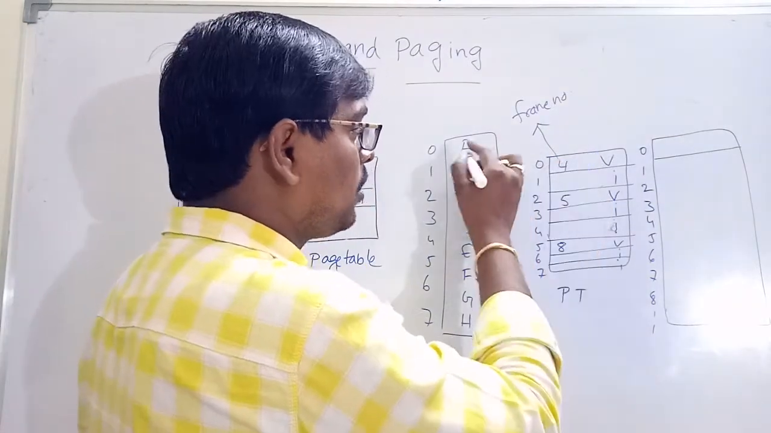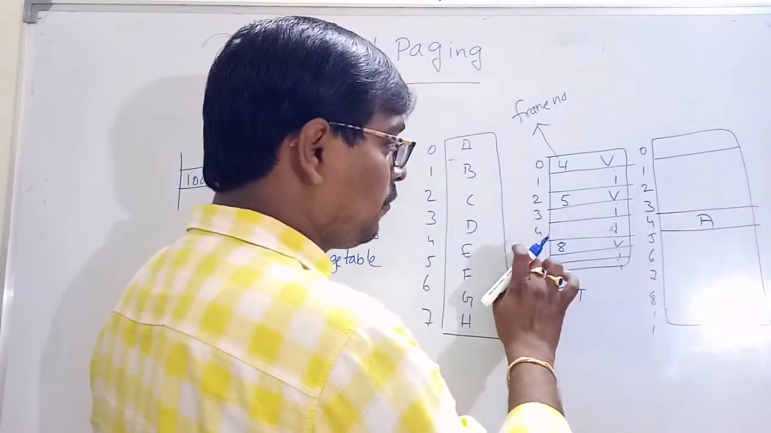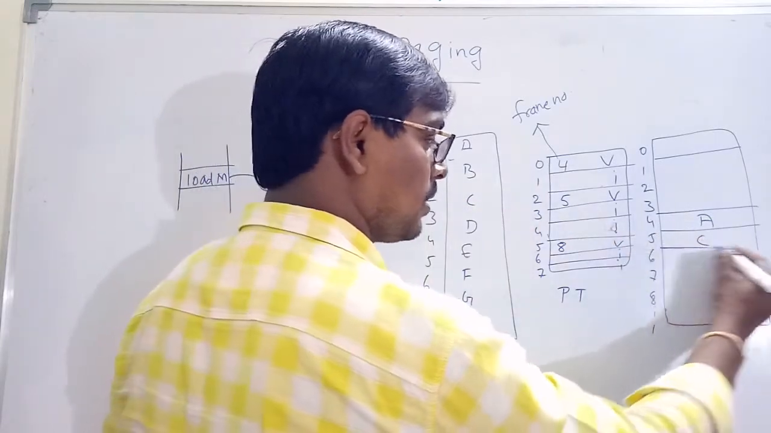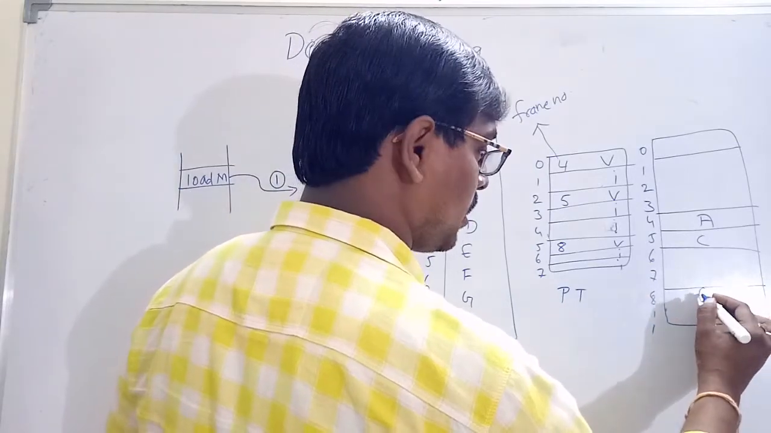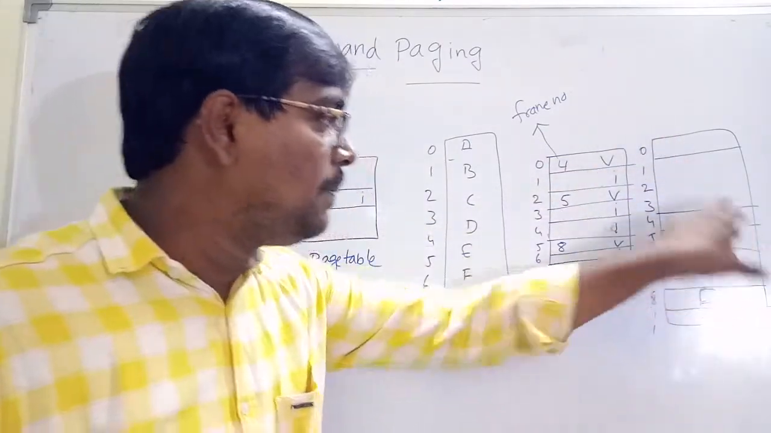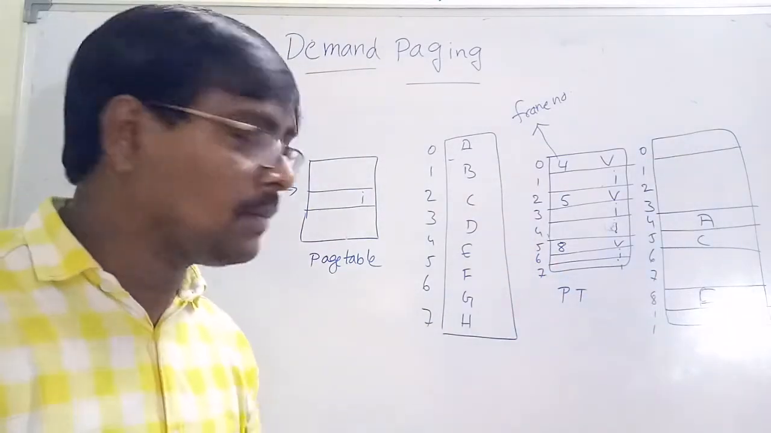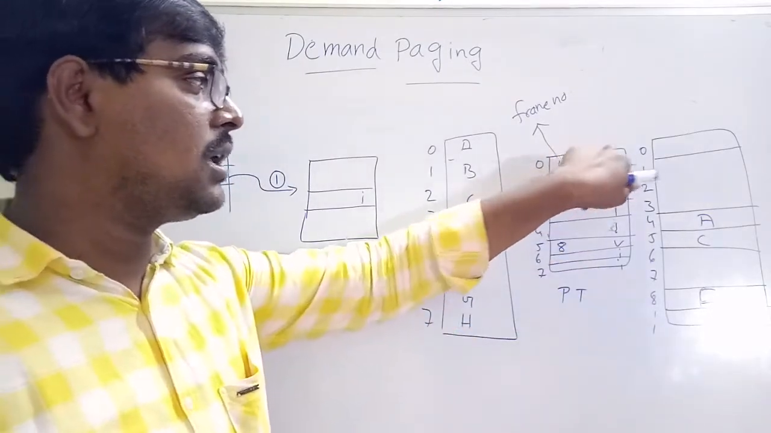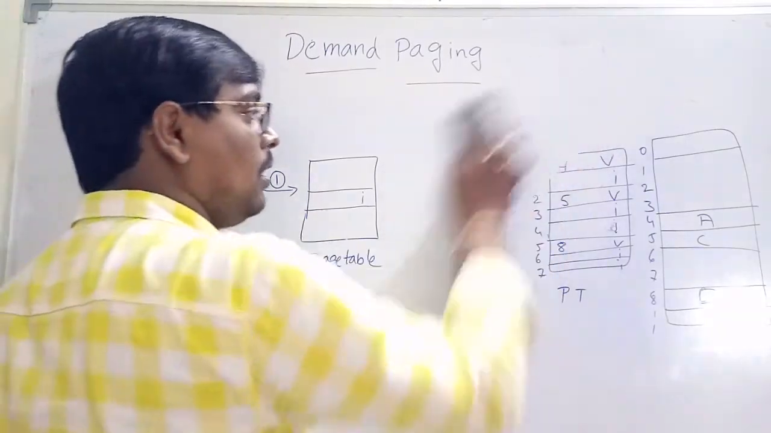At frame 4, we are storing A. At frame 5, we are storing 2, that means C. At frame 8, we are storing F. So we are storing only the valid pages. An invalid page means the page is not in the memory. This is the valid-invalid bit scheme. Simply, we have some frames; the frames have valid, and the remaining everything is invalid. Okay? Is it clear?